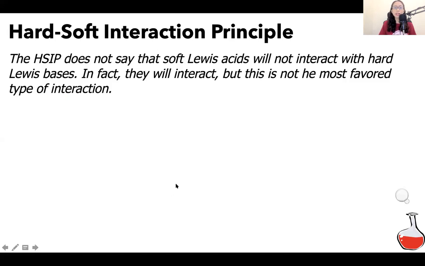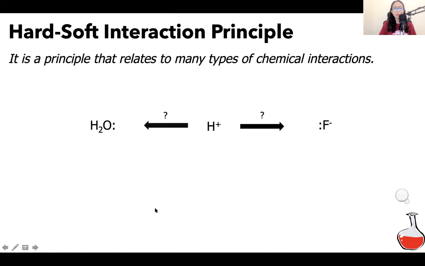Now take note, this HSIP does not say that soft Lewis acids will not interact with hard Lewis bases and the other way around. In fact, they will interact, but this is not the most favored type of interaction. So, for example, if you have a hydrogen ion, this one will explain why HF, or hydrogen fluoride, or hydrofluoric acid, is a weak acid, despite the fact that fluorine has a very high electronegativity.